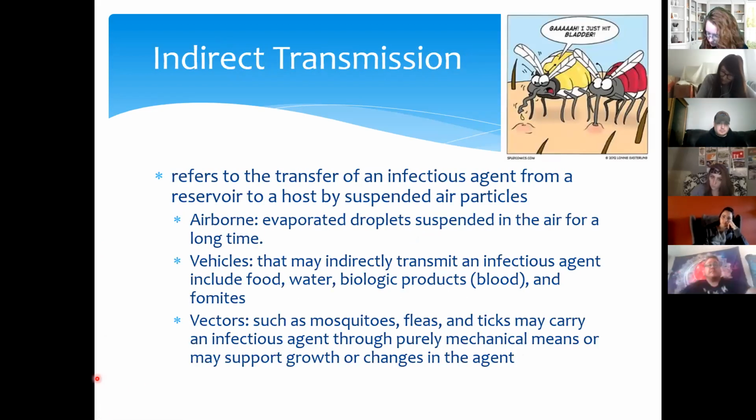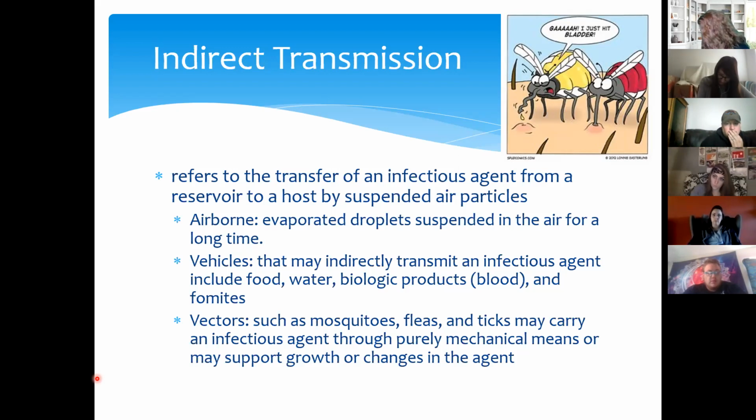So indirect transmission. So this would be an infectious agent that comes from its reservoir to a host suspended by air particles or by another vehicle. So airborne, we were talking about those evaporated droplets in the air for a long time. Tuberculosis is considered airborne. We'll get to those precautions. Chickenpox can travel farther than, say, the flu or Pseudomonas. Those are going to be bigger droplets, which will evaporate faster.